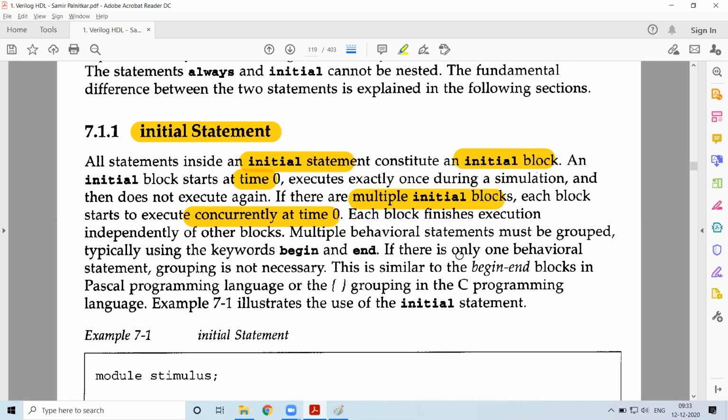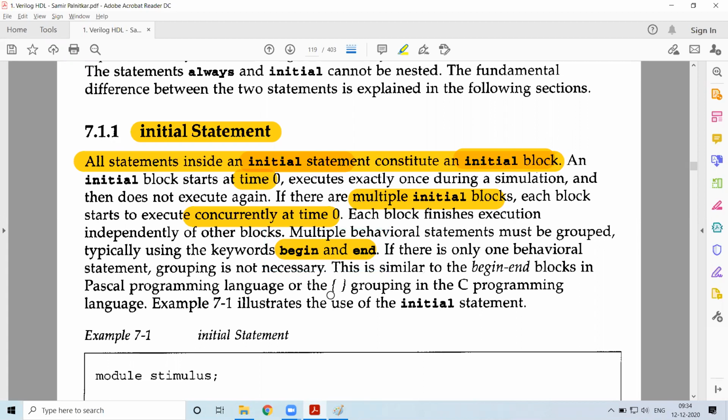Here, if we have multiple statements, all the statements inside the initial statement constitute the initial block. An initial block can have a single statement or more than one statement. When it has only a single statement, there is no need to use the begin and end keywords. You can use them, but they are not required if only one statement is present within the initial block. If multiple statements are there, and I have to club them and identify that they all belong to one initial block, then I have to make use of the keywords begin and end.